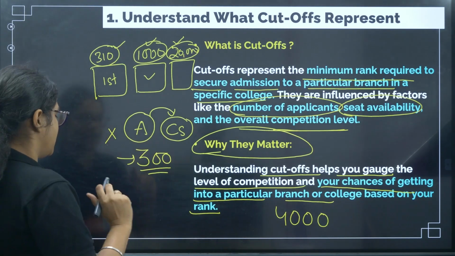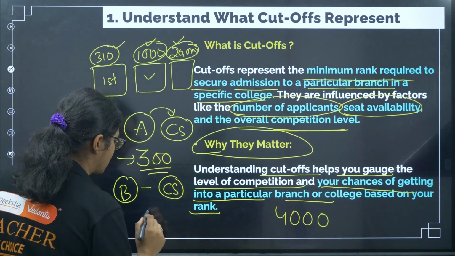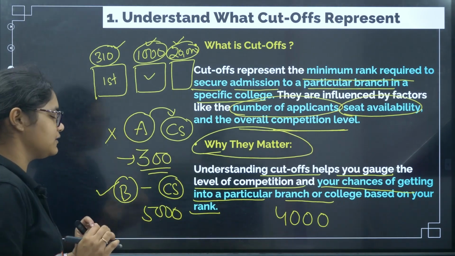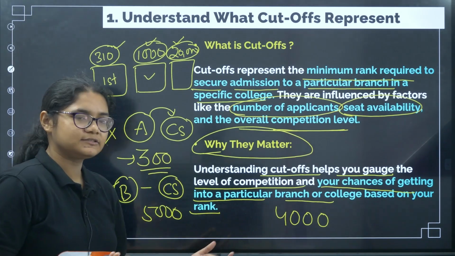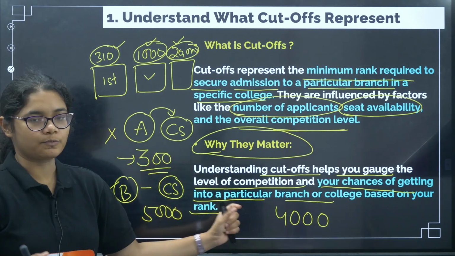Okay, but there is another college B. In computer science, they said if your rank is up to 5000, you can take admission in computer science in college B. Now you see your rank is 4000, so you are fulfilling this criteria. So this can be one option for you.